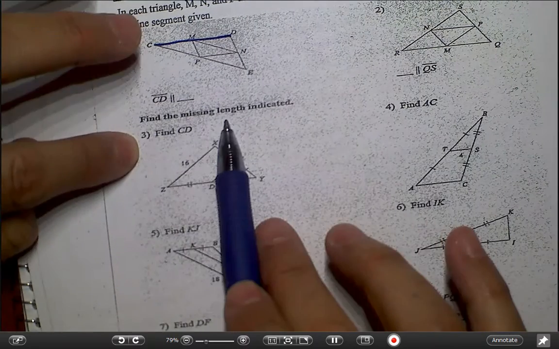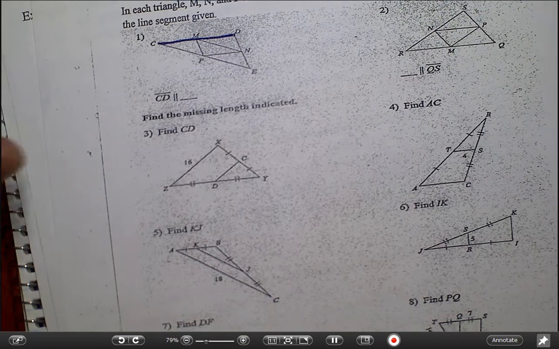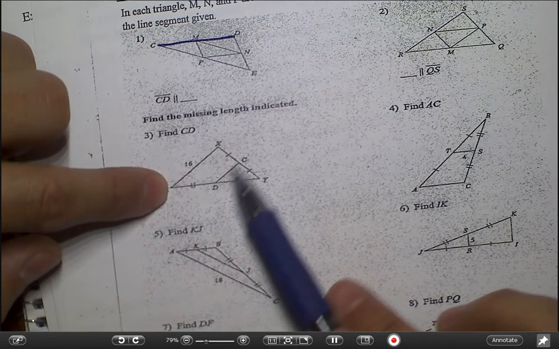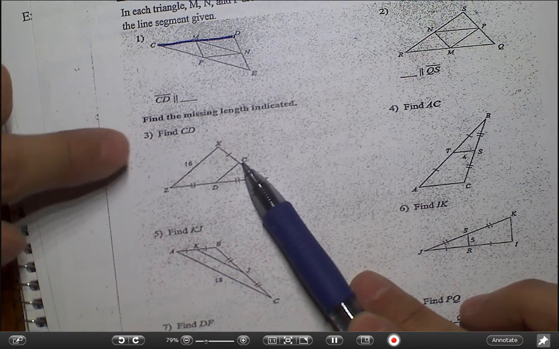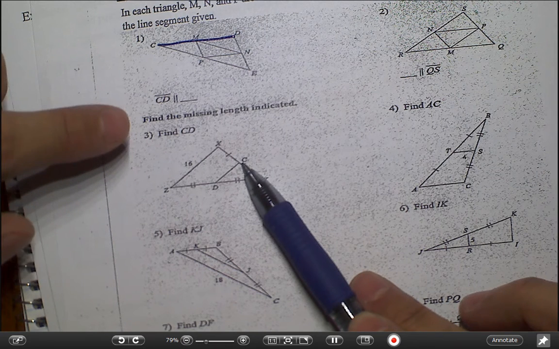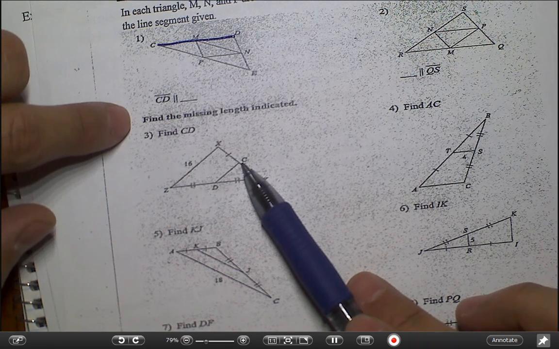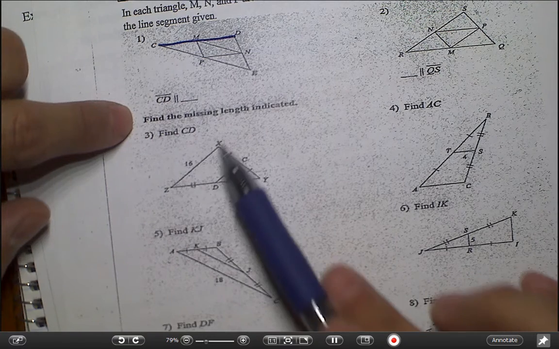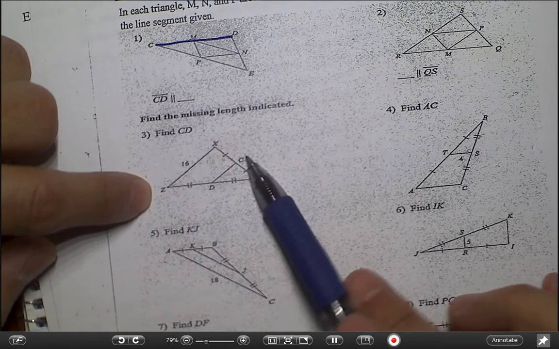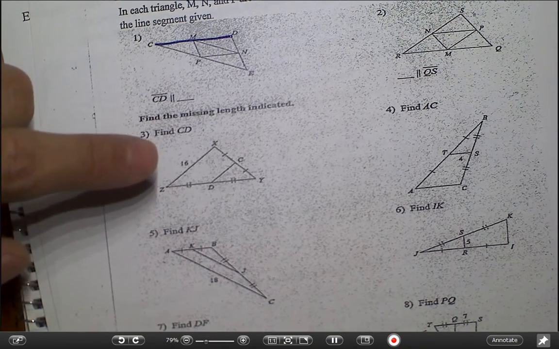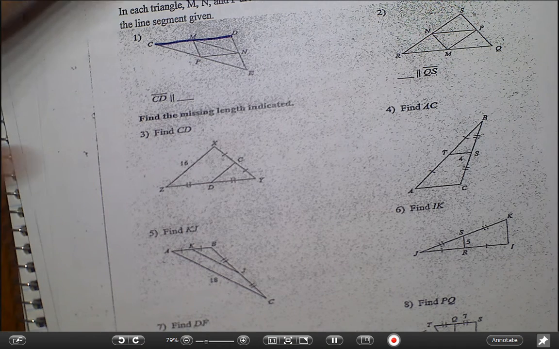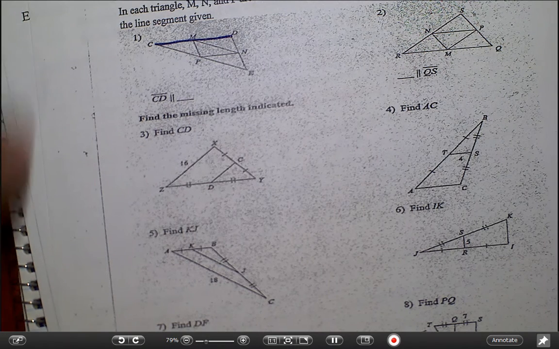How about this? Find the measurement. So if this is a midsegment, we know that CD is supposed to be how much? Half. Half of 8, right here. So that means that CD has to be what? 8. Very good. All this stuff is that easy. You got this. Alright.